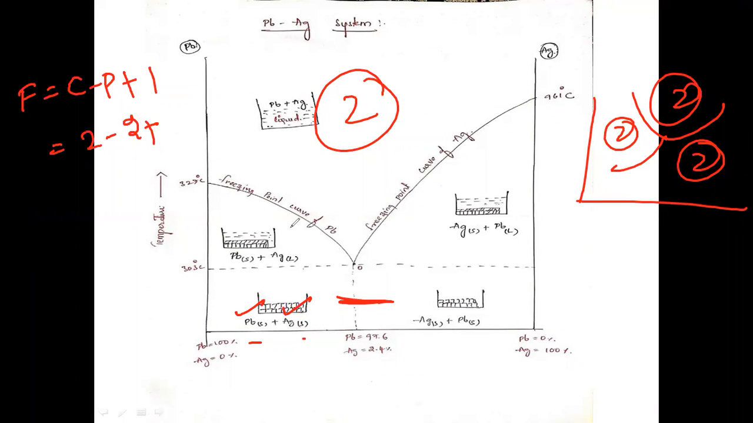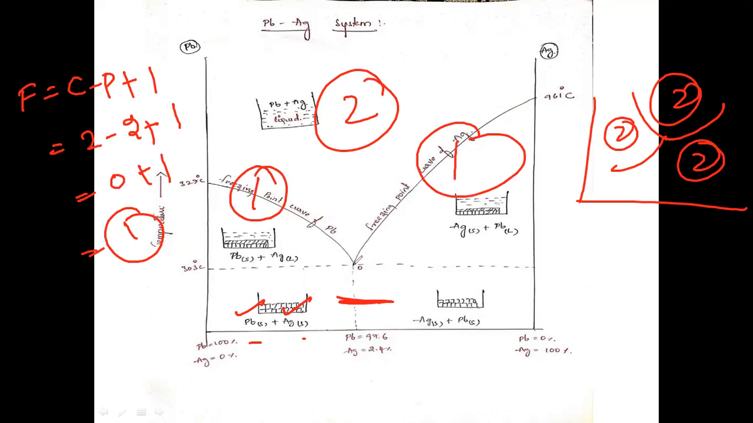Exactly, two solids are present separately, so that is 2 minus 2 plus 1. That means 2 minus 2 which is 0, plus 1, so the degrees of freedom is 1 here. In this way you can calculate the degrees of freedom at each area, at each curve. I already told you that at each curve the degrees of freedom is generally 1.